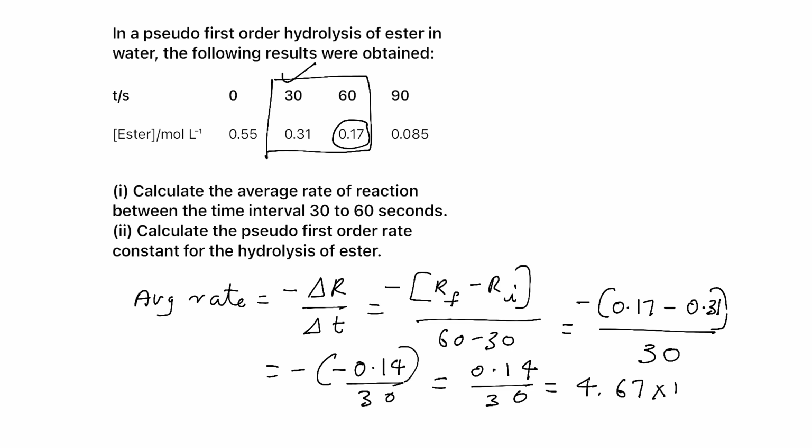4.67 into 10 raised to minus 3. What is the unit? Mole liter inverse second inverse, that is the unit of rate. Correct. So we got the average rate. Now what is the second question? Calculate the pseudo first order rate constant for the hydrolysis of ester.